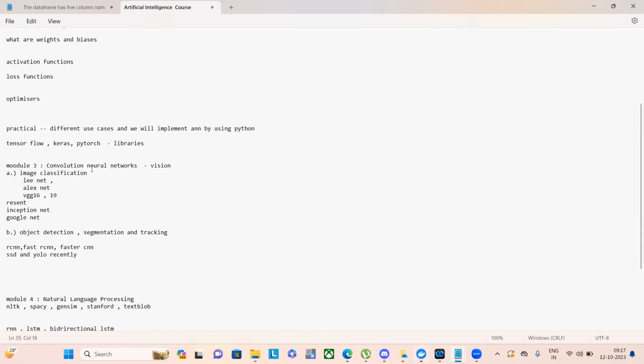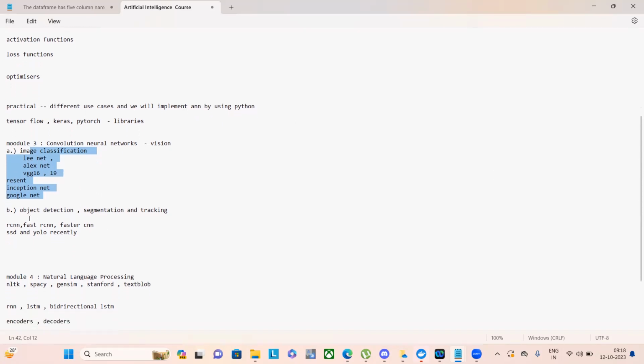There are various classification algorithms we have, like LeNet, AlexNet, VGG16, VGG19, ResNet, InceptionNet, and GoogleNet. All these algorithms we will discuss and cover everything in the practical. For everything, we need a mathematics background. If you don't know the mathematics, don't worry. I will cover everything from scratch, all the basics to high level, which I will explain in detail.